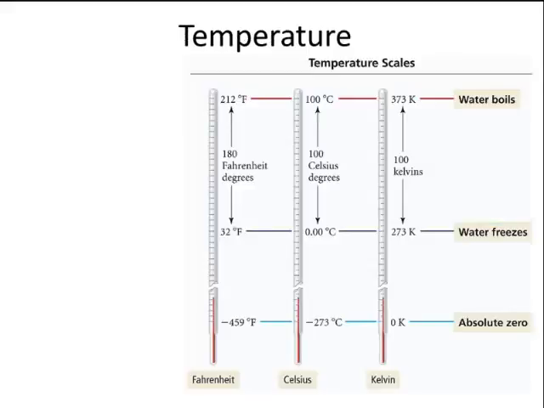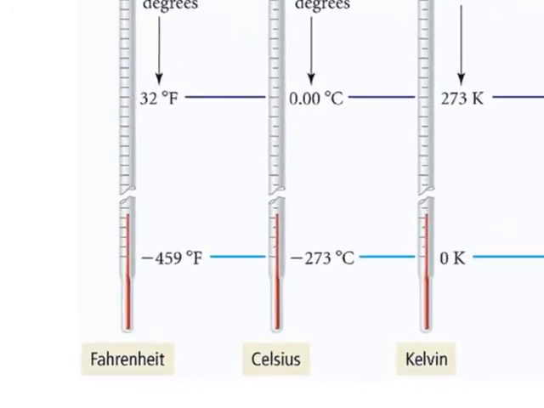Now, temperature is another common measurement that we need to talk about, and we're going to have 3 different scales with 3 different unit labels for temperature. So you can see the different scales are Fahrenheit, Celsius, Kelvin. For Fahrenheit, we'll have degree Fahrenheit. For Celsius, we'll have degree Celsius. For Kelvin, we'll just have Kelvin. It doesn't have a degree associated with it.